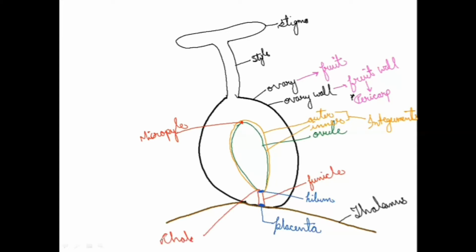Position terms are very important, so do remember them. Chalaza, micropyle. Now, what is happening? This ovule has a number of diploid cells which are collectively known as the nucellus. So this is all the nucellus. This complete part is the nucellus, guys. Clear? This is all nucellus.